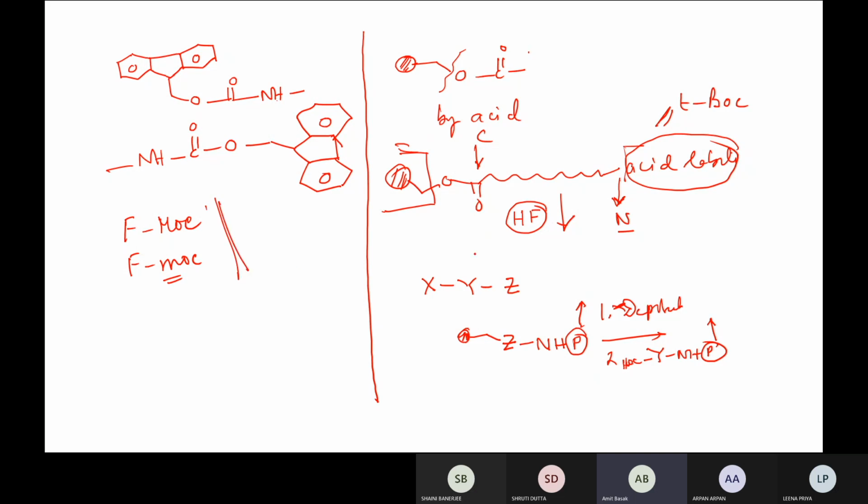FMOC is used. These are usually FMOC amino acids. I hope you are understanding again. Take one particular example, say valine, alanine, and then glycine. I ask you to synthesize this. So what will happen? You have to take glycine. What is the structure of glycine?